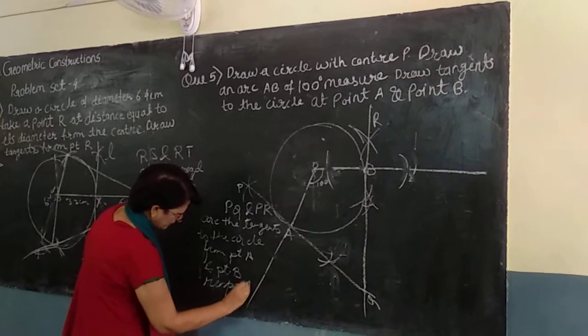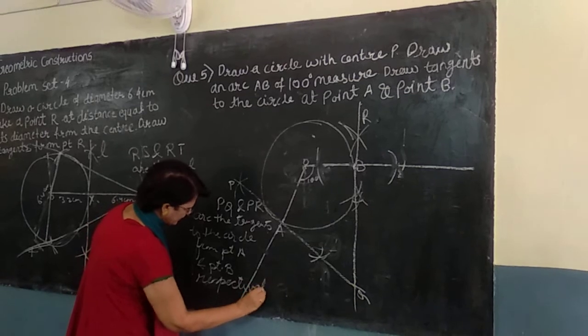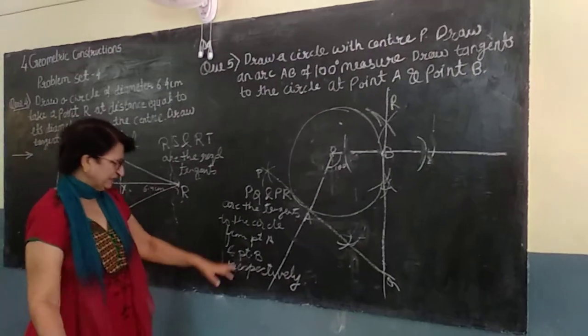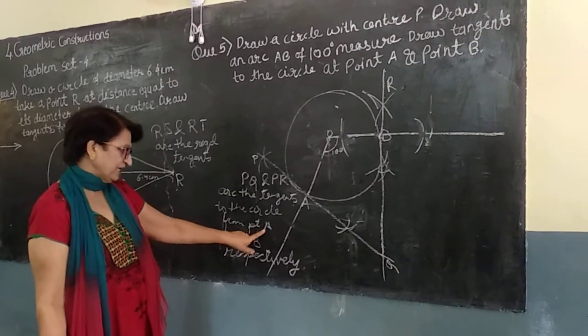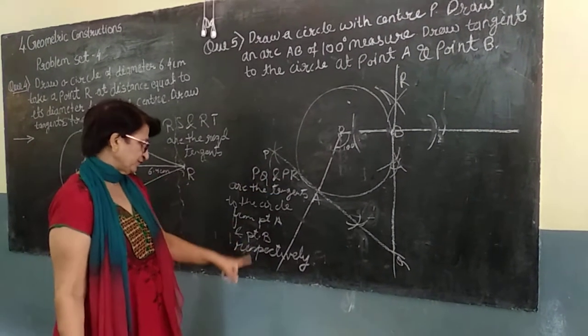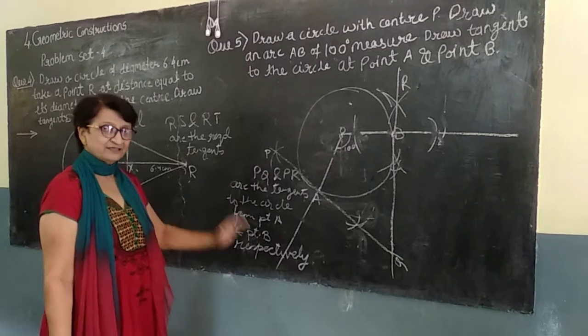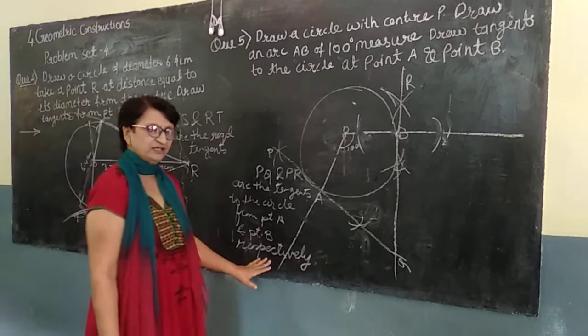What do you mean by respectively? We always write this word, respectively. Respectively means that when I am writing PQ and PR, PQ is for point A and PR is for point B. We are writing it in that order. That is the meaning of the word respectively.